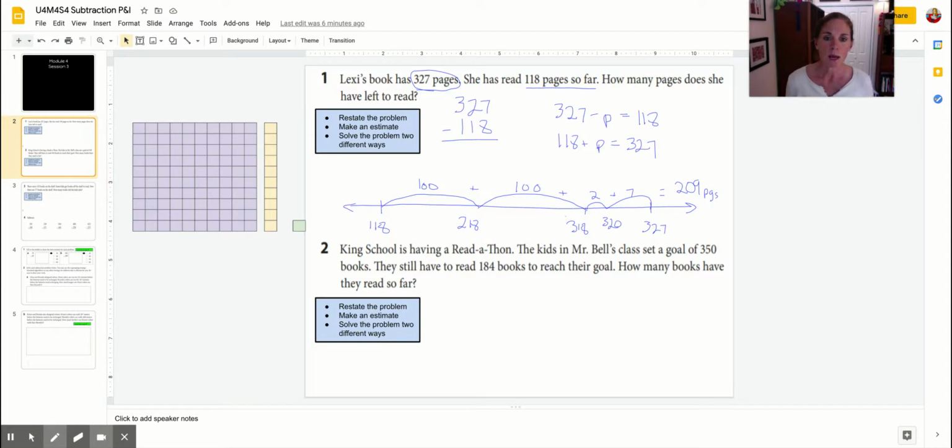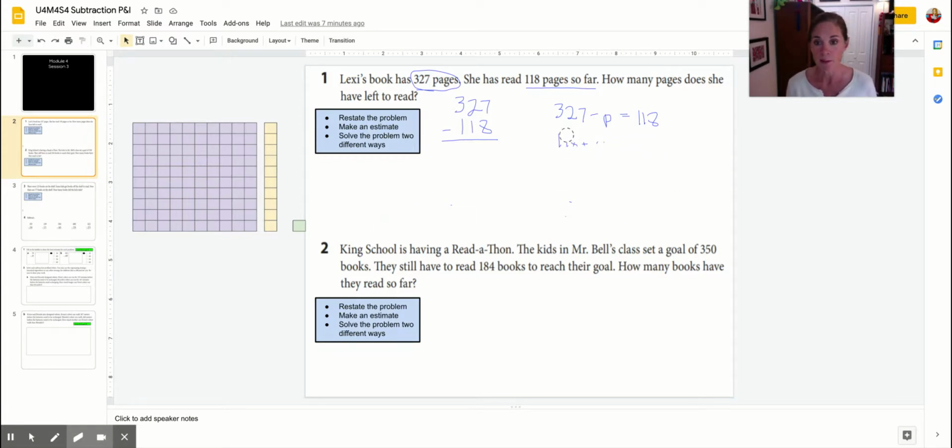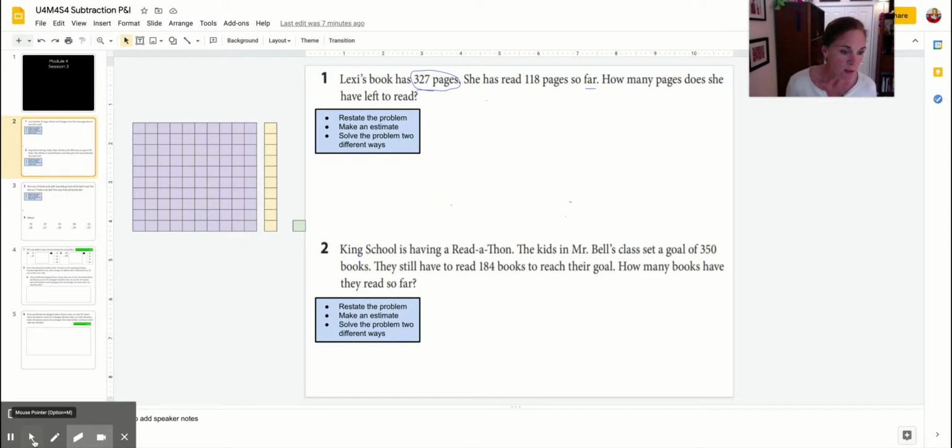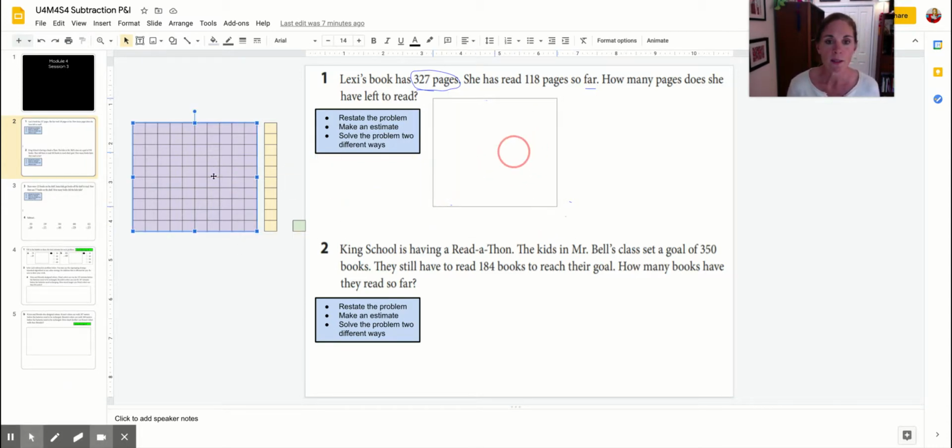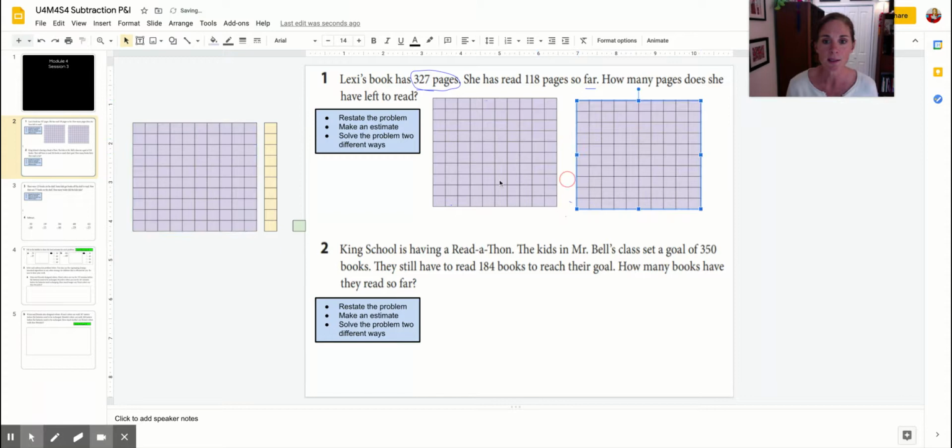Now I'm going to show you how to do that with the blocks. I need to get my little pointer thing out. Let's see, can I erase all that? I guess I probably can. I'm going to erase all of this so that we have a lot of space for these blocks, because we need 327 of them. That's a lot. Usually when we're in the classroom, we don't even have enough space. All right, so let's try this. We need 327 so that we can take away 118 and see how many there are.